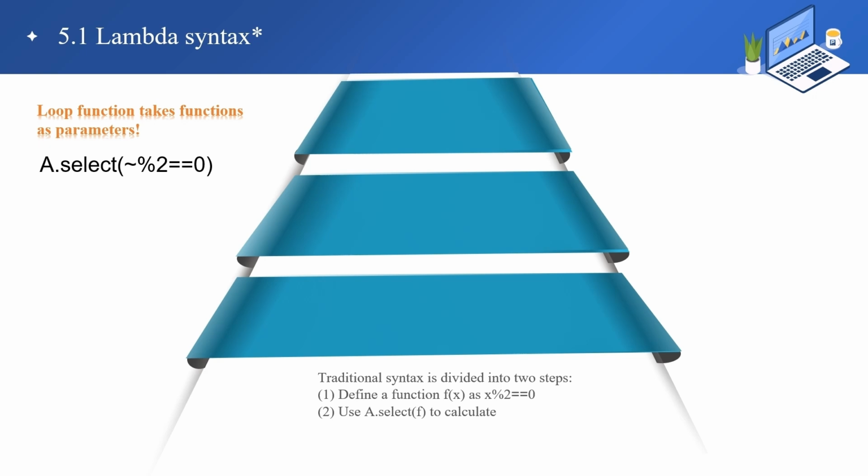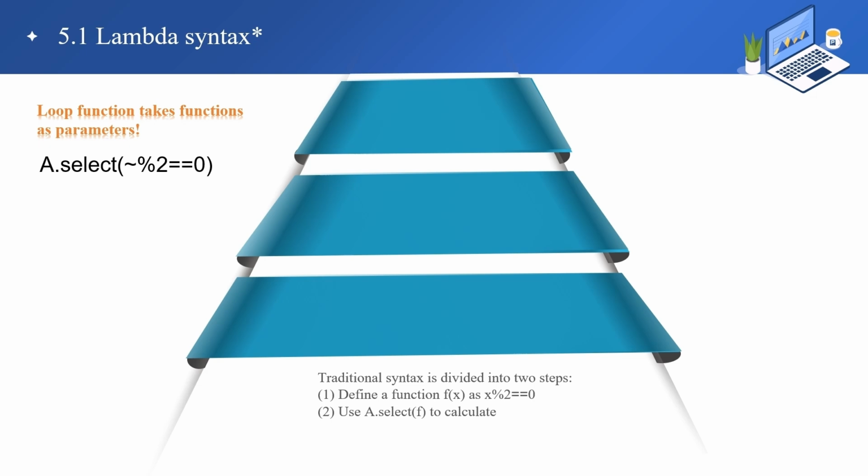In the loop calculation of the select function, the current member of a is passed into the function f as a parameter. After calculation, the return value is obtained, and it is decided whether to add this member to the return value of select. In fact, the calculation logic of many functions that need to be used as parameters is not complex. It can be described clearly by a simple expression.